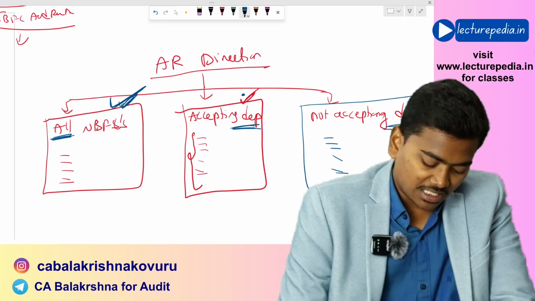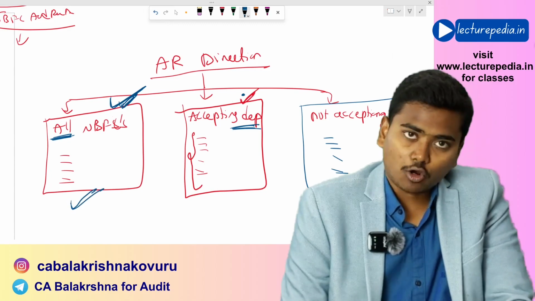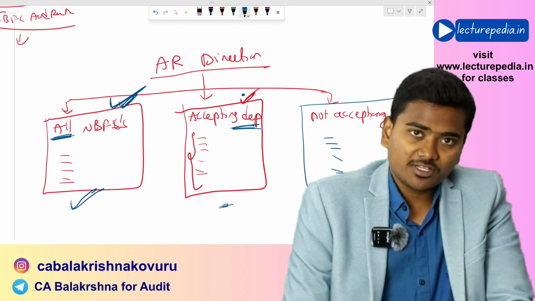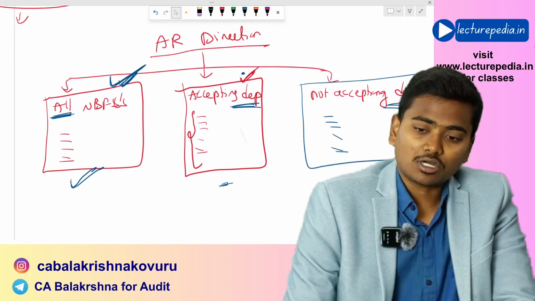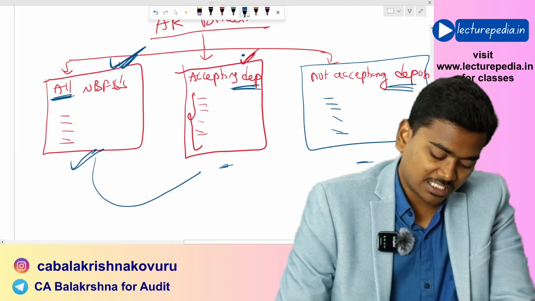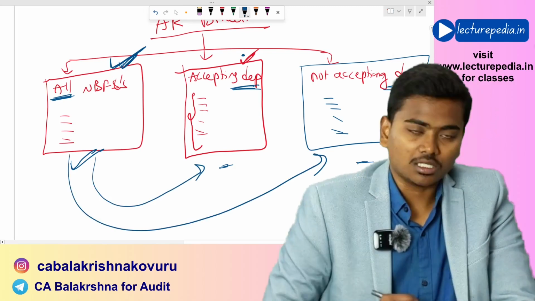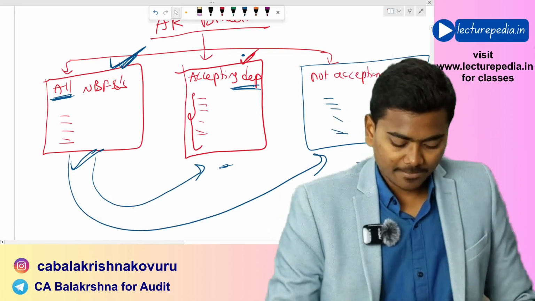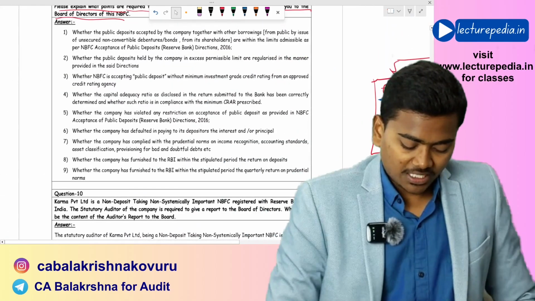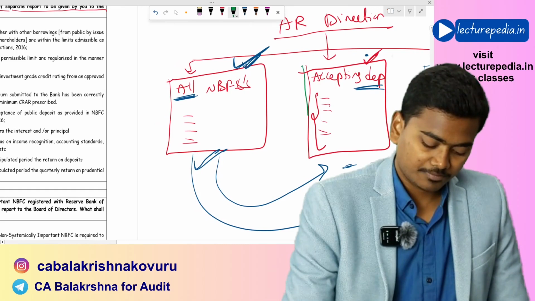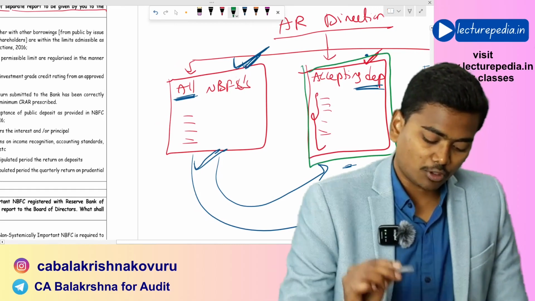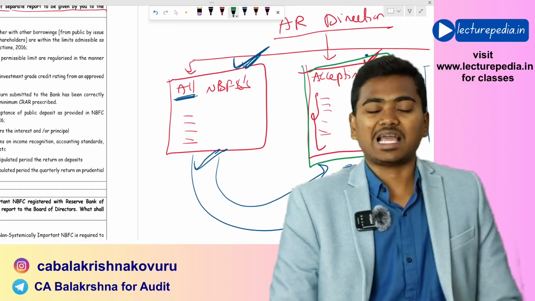That means these are the common points for all NBFCs. These are specific points for NBFCs accepting deposits. These are specific points for NBFCs not accepting deposits. But the common points have to be reported here also, and here also. Hope that is clear. Now in our question, he is asking about this: what are the specific points that have to be reported in case of NBFCs accepting deposits?